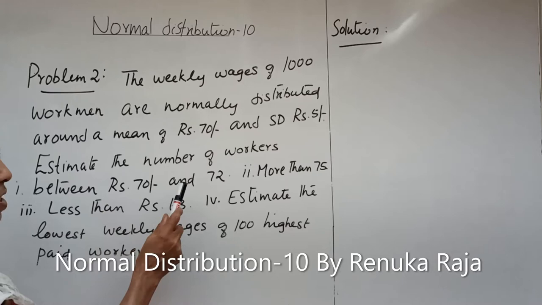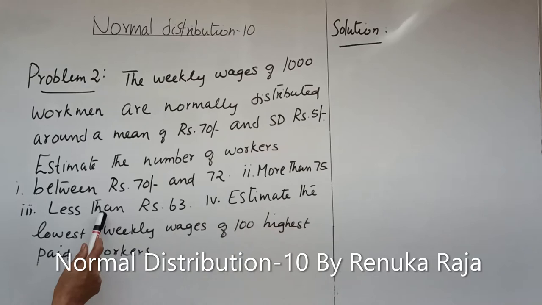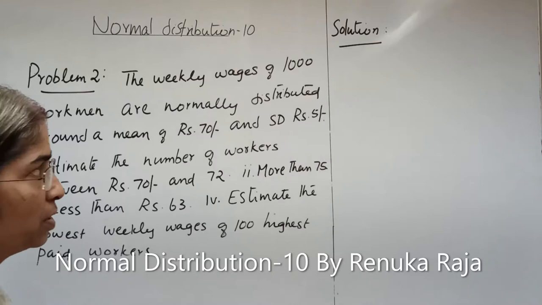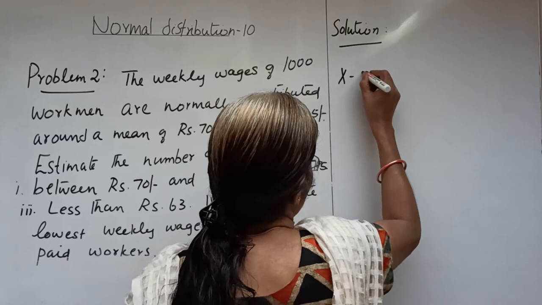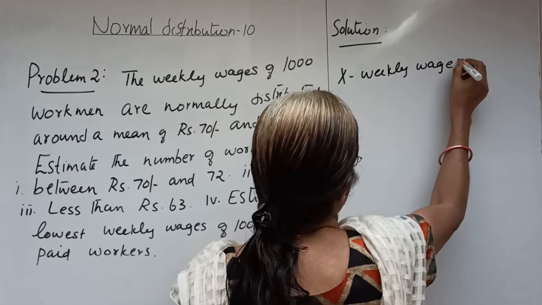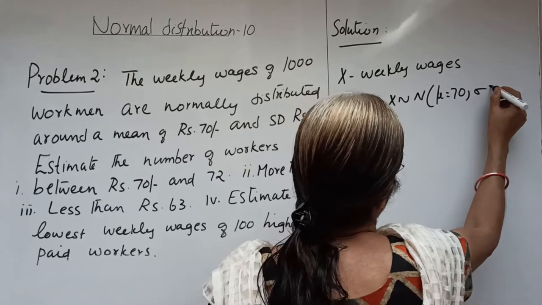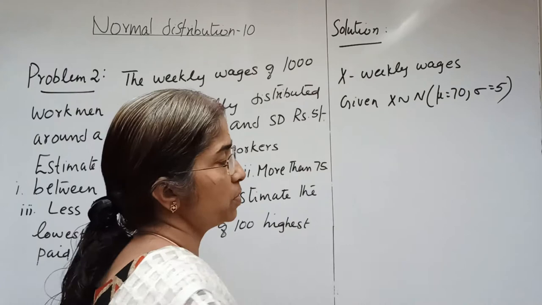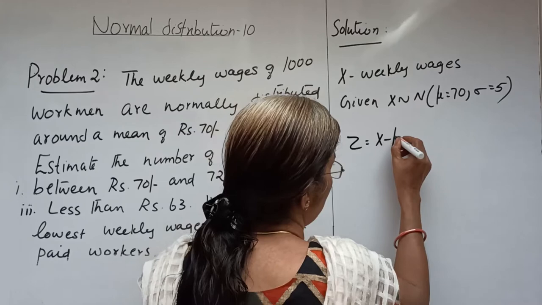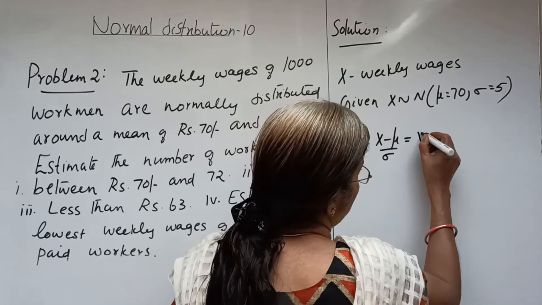Then more than rupees 75, less than rupees 63, and we have to estimate the lowest weekly wages of 100 highest paid workers. Okay, so we move on to the solution. We assume x as the weekly wages. So it is given that x follows normal with mean mu equal to 70, standard deviation sigma equal to 5. So we have to obtain the corresponding standard normal using the transformation z equal to (x minus mu) by sigma, so that (x minus 70) by 5 follows N(0,1).